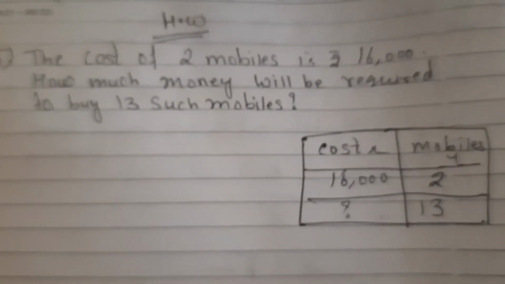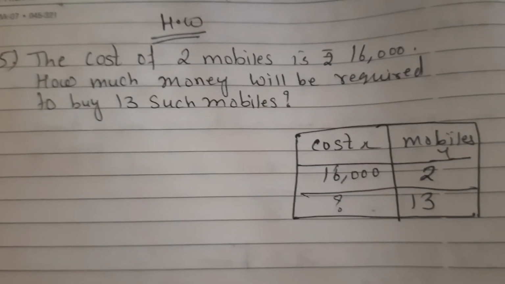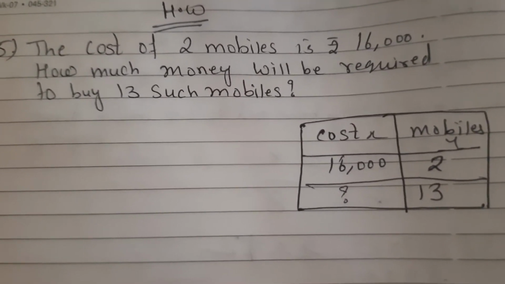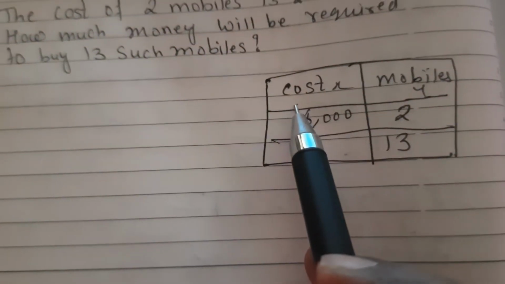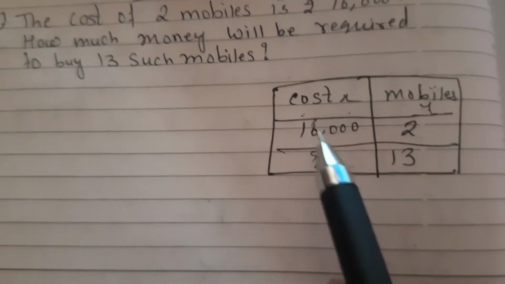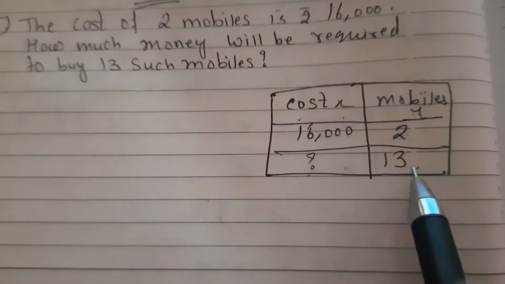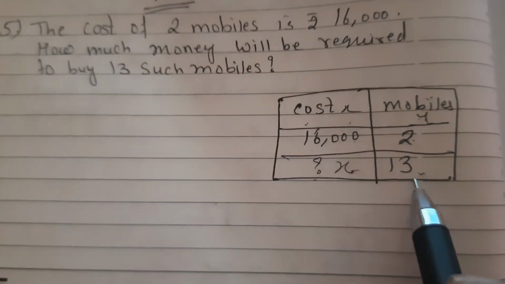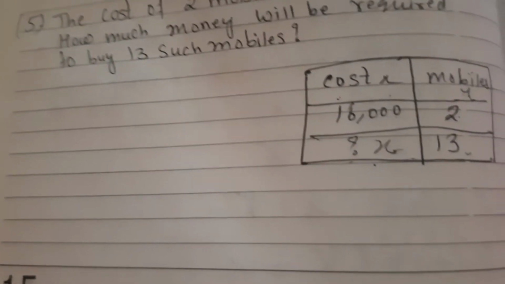Fifth sum is for homework. The cost of 2 mobiles is rupees 16,000. How much money will be required to buy 13 such mobiles? So here I have done the box for you. Cost, and mobiles. 16,000 for 2 mobiles. Question mark for 13 mobiles, that means X. So you can say let the cost for 13 mobiles be X and then solve it the way we have done all the other 4 sums.